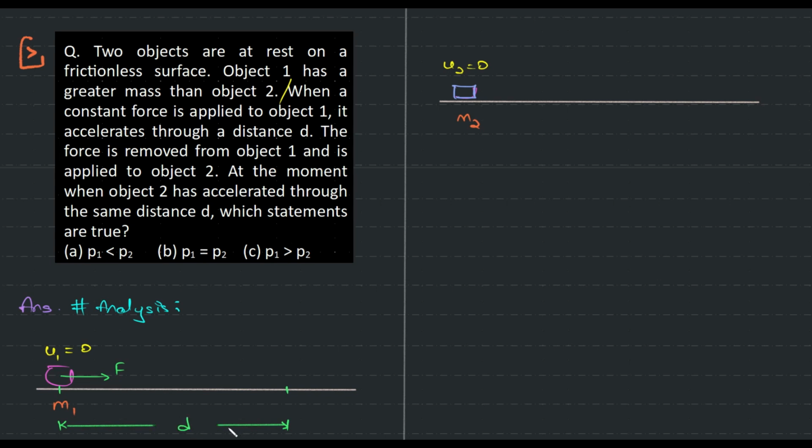So this is d. Next, the force is removed from object 1 and is applied to object 2. So this is object 2. At that moment, when object 2 has accelerated through the same distance d. So this again is the same distance d.